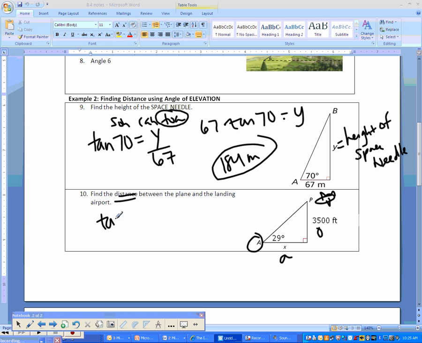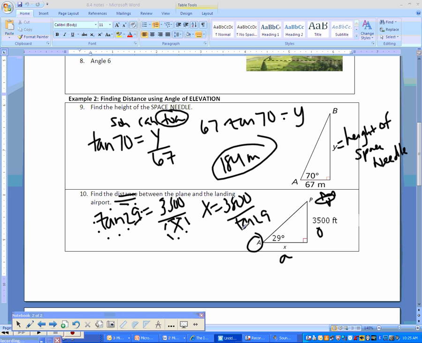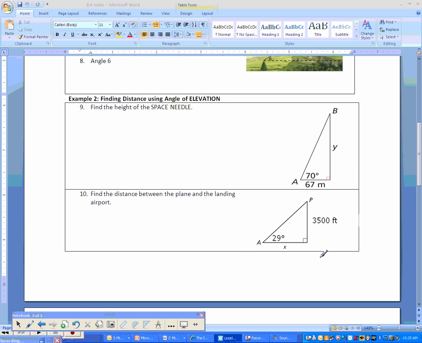So again, we're going to use tangent of the angle equals opposite over adjacent. Since x is on the bottom this time, that means we're going to swap these two. So we have x equals 3,500 divided by tan 29. So you literally put that into your calculator, 3,500 divided by tan 29. And I get that the airplane has 6,314 more feet to go until it reaches the airport. All right, let's see what else we have to do here today.